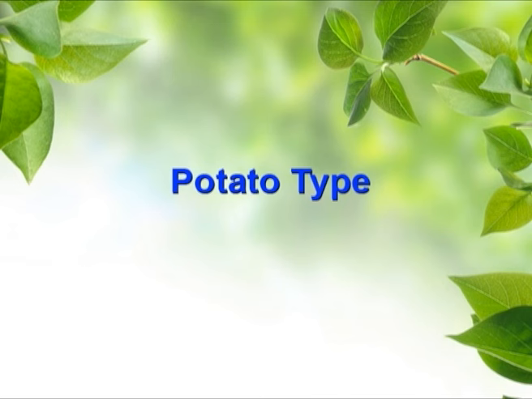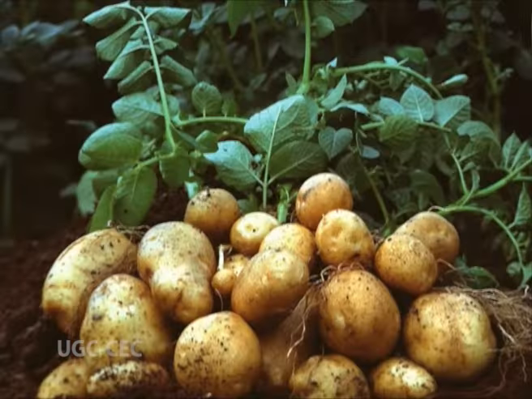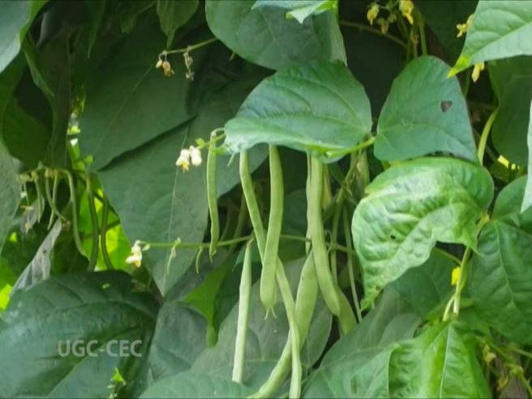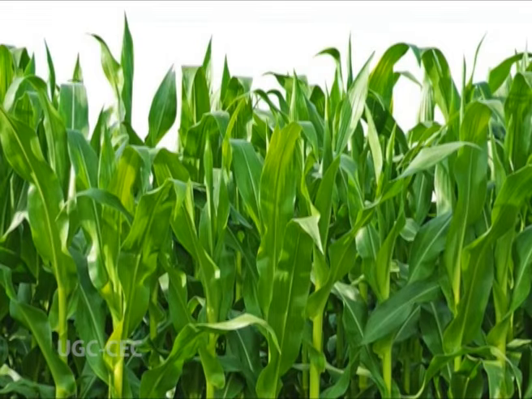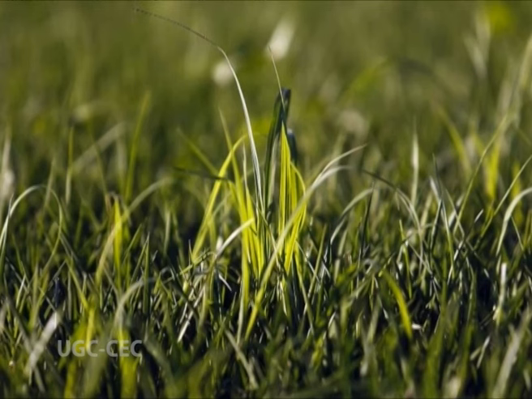Potato type. Stomata are found distributed more on the lower surface and less on its upper surface, for example, in case of potato, cabbage, beans, etc. The third type is oat type or amphistomatic type. Here, the stomata are found distributed equally upon the two surfaces, and the examples are maize, oats, grasses, etc.